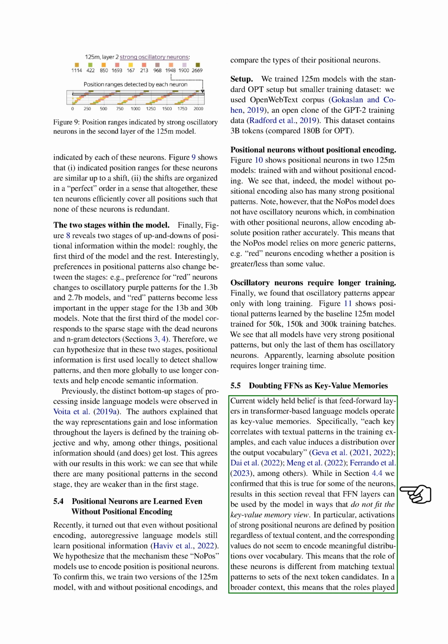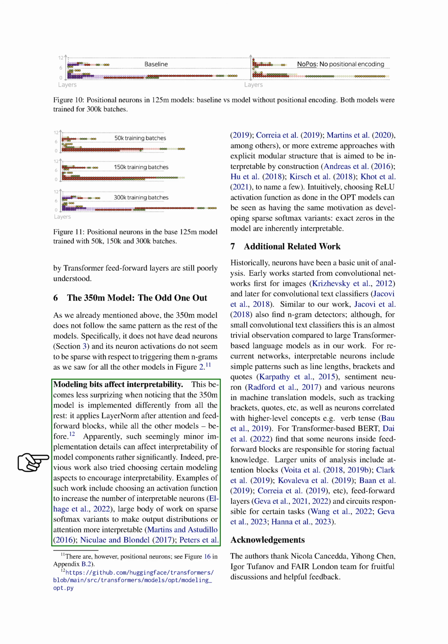Interestingly, the model with 350 million parameters doesn't follow the same pattern as the other models. It doesn't have dead neurons, and its neuron activations don't appear to be sparse with respect to triggering n-grams, as we observed in the other models. However, it does have positional neurons. This discrepancy becomes less surprising when we consider that the 350 million parameter model is implemented differently from the rest. It applies layer norm after attention and feed-forward blocks, while all the other models apply it before. These seemingly minor implementation details can significantly affect the interpretability of model components.